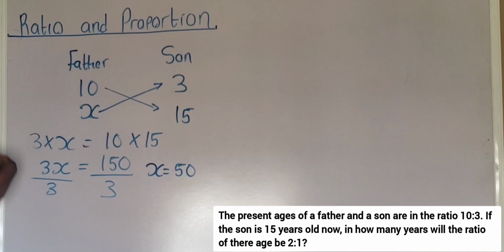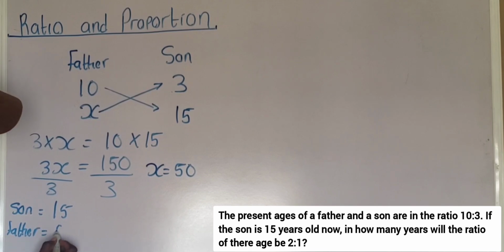Okay? The son's age is now 15 years, and the father's age is 50 years. Do you understand? Now, we are asked to determine the years in which the ratio of their age will be 2:1. You see, we don't know the years. The meaning of that statement is that in how many years, what is that year in which when we divide the age of the father and the son, we are going to get 2/1. Do you understand? So, I don't know the years.